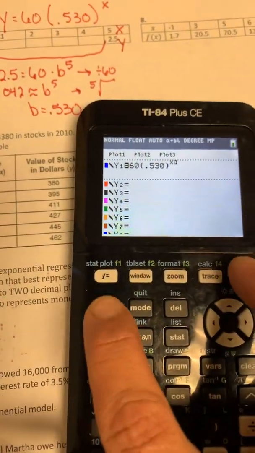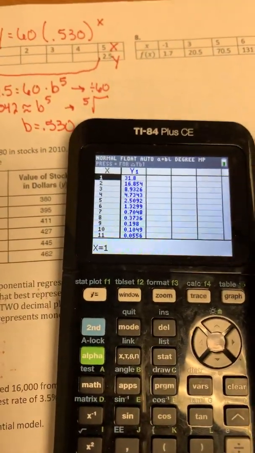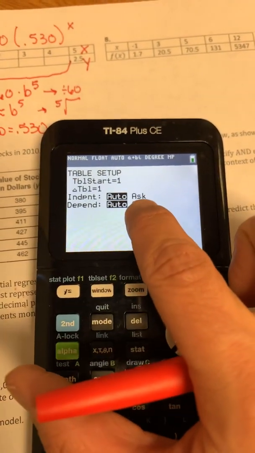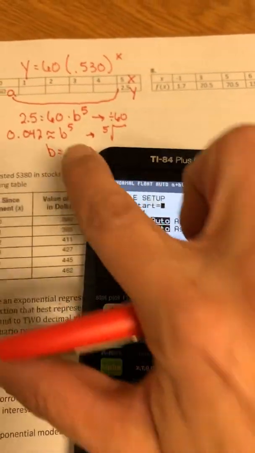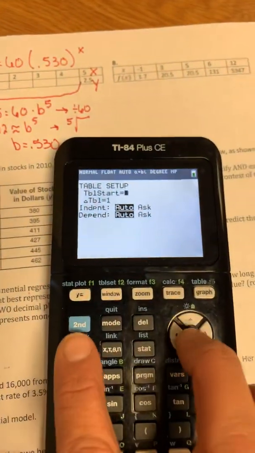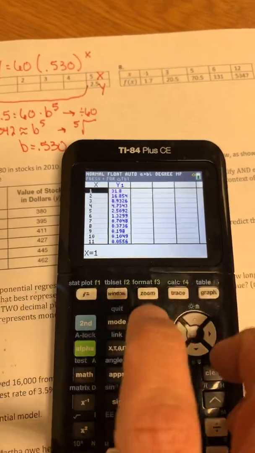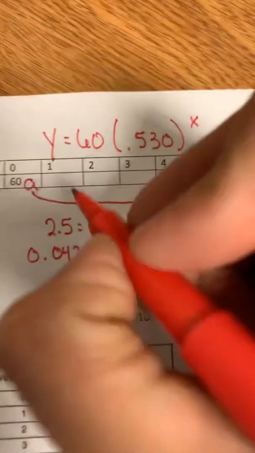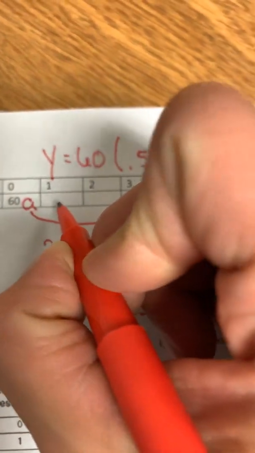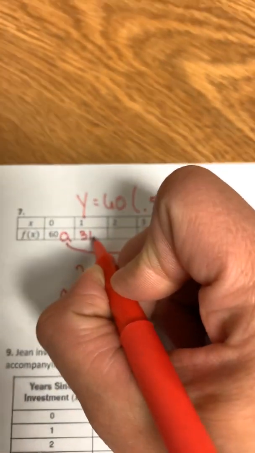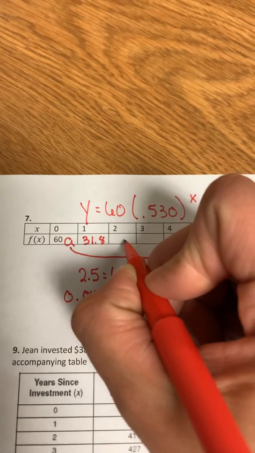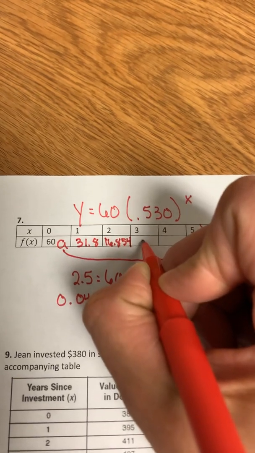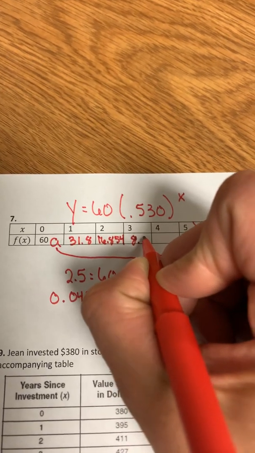And now I'm going to go to my table. Now my table is in this auto mode. Yours still might be in the ask mode. If you hit second window, you might have ask highlighted, and then you can just type in 1, 2, 3, 4, or you can switch it back to auto, and then it will just automatically fill it for you. So what I'm going to do is just write these numbers down to 3 decimal places. So 1 on my calculator is 31.8. 2 is 16.854. 3 is 8.9.